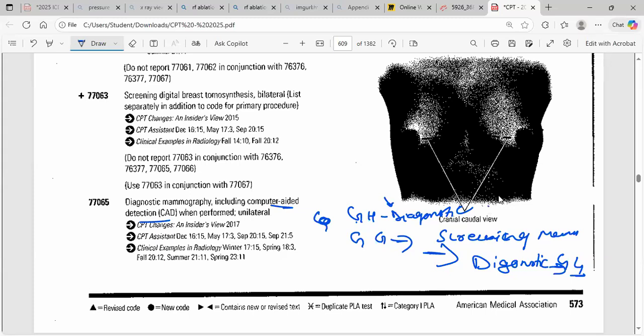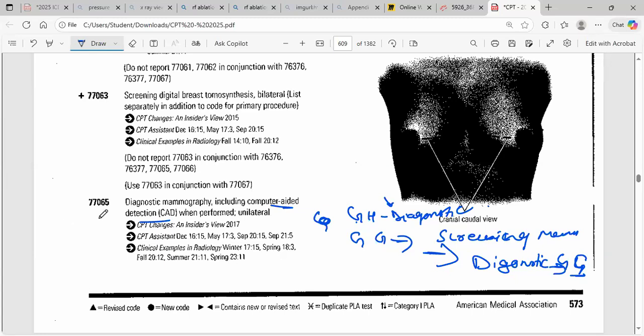But if the doctor is billing screening as well as the diagnostic mammogram, then you have to use a modifier GG with the diagnostic mammogram. So since 2018, we have to use this GG modifier with the mammography, as we were not using it before that. So before 2018, we were not using the GG and GH modifier with the screening mammography.